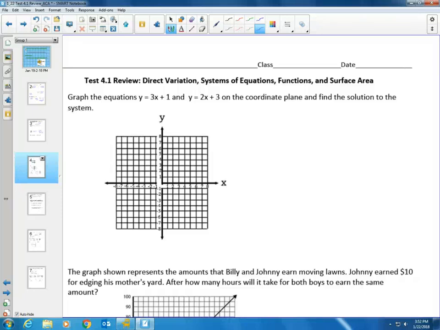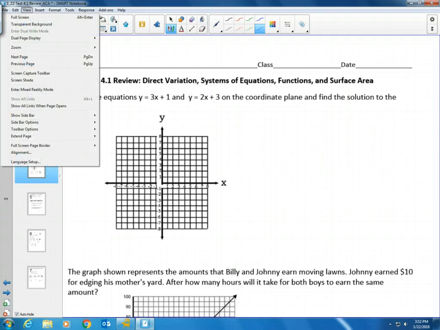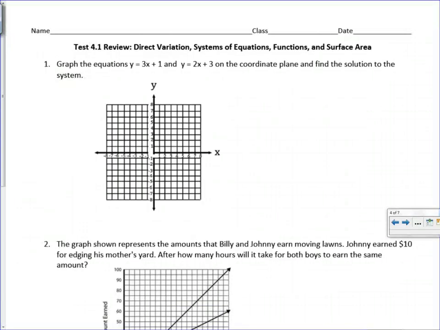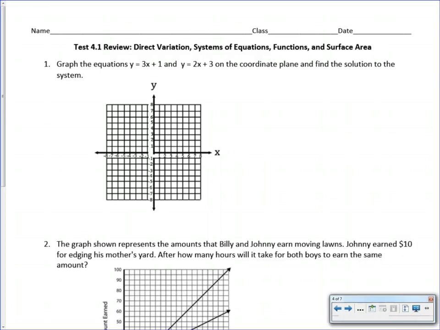Okay, this is your test 4.1 review for your test tomorrow on the 23rd over direct variation, systems of equations, functions, and surface area. So let's go ahead and get started with number 1.